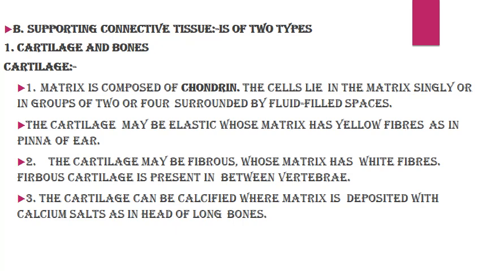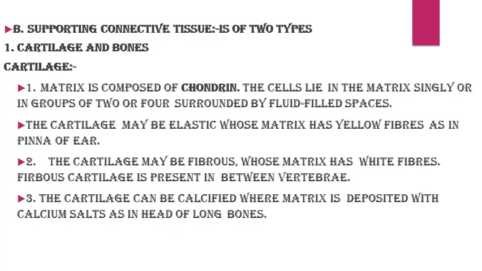Supporting connective tissues are of two types: cartilage and bones. Cartilage. Number 1, matrix is composed of chondrin. The cells lie in the matrix, single or in groups of 2 or 4, surrounded by fluid-filled spaces. The cartilage may be elastic, whose matrix has yellow fibers as in the pinna of ear. Number 2, cartilage may be fibrous, whose matrix has white fiber. Fibrous cartilage is present in between vertebrae.